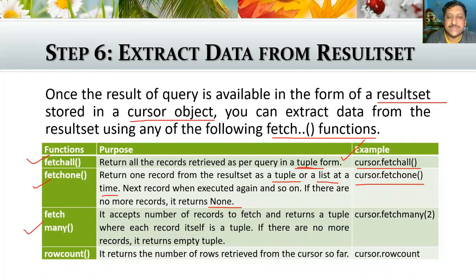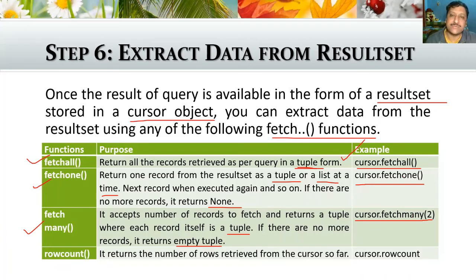And then the fetchmany function is there. The fetchmany function accepts a number. You have to provide a number which tells how many records will be retrieved. Okay, it returns a tuple where each record itself is a tuple. It is a nested tuple, a tuple within a tuple, and each inner tuple will contain one complete record. If there are no more records, an empty tuple will be given. So cursor.fetchmany is the command, and within brackets you write a number, 2, 3, 4, however many records you want to retrieve at a time.